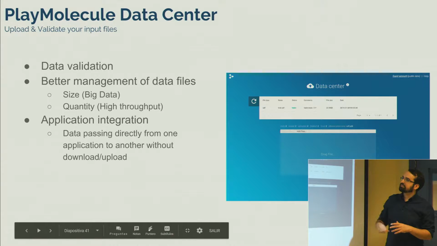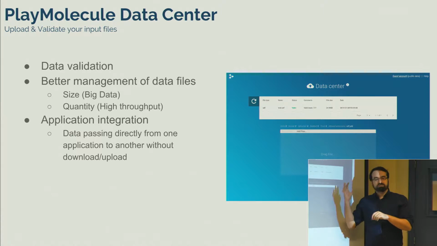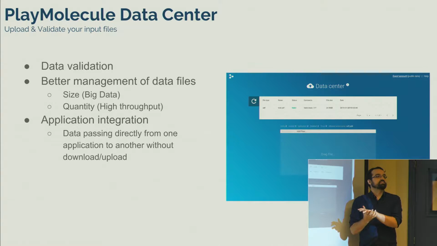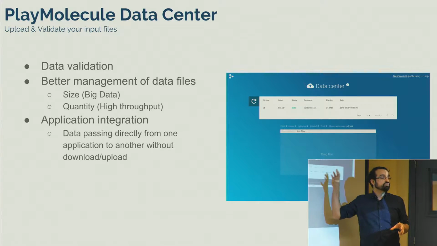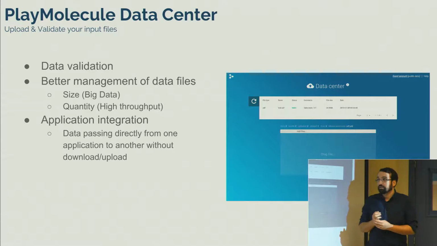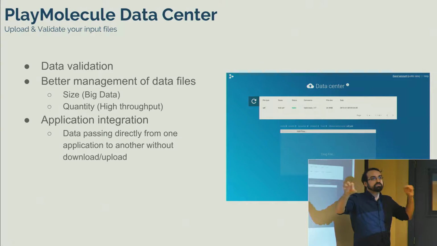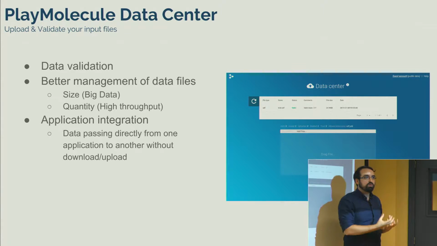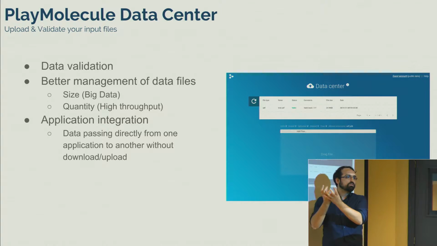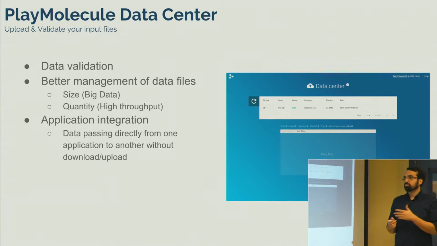So we developed this data center, where you can immediately upload your data, it gets validated, and as soon as it is uploaded to the system, you don't need to re-upload it every time you want to use it in an application. You just reuse it from the data center. This is also interesting for application integration. You have different applications and they produce different outputs, and the outputs of one application may be the inputs of the other. So we don't have to download the results of one application and then re-upload them to the next one. You can do this direct management, which makes integration much more streamlined.